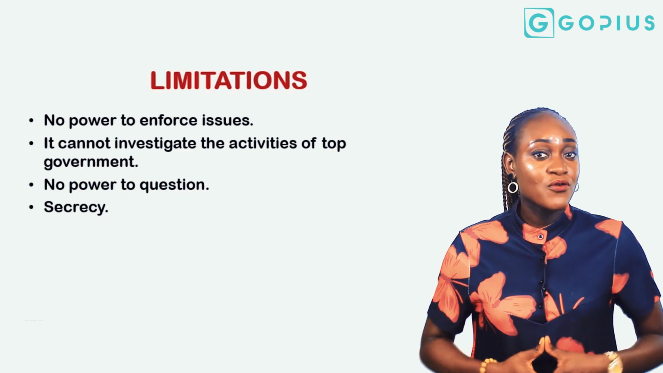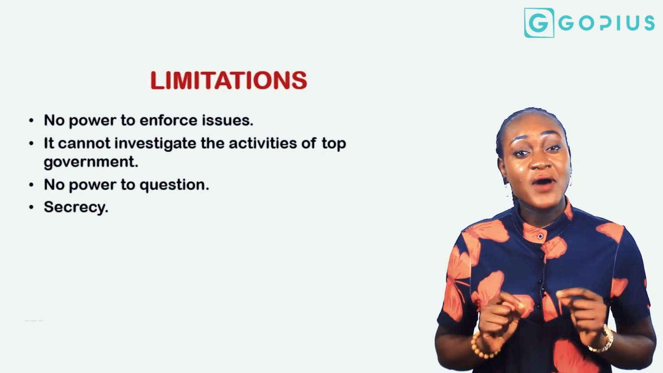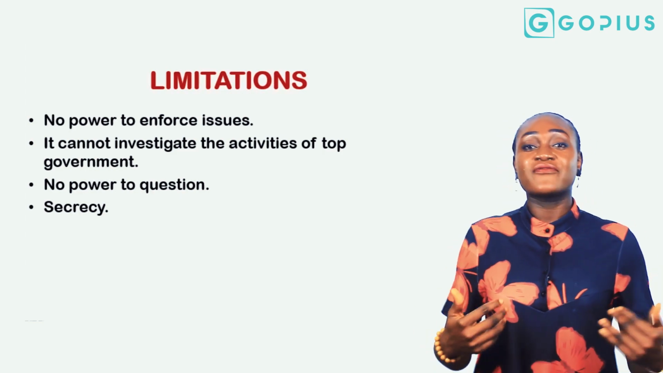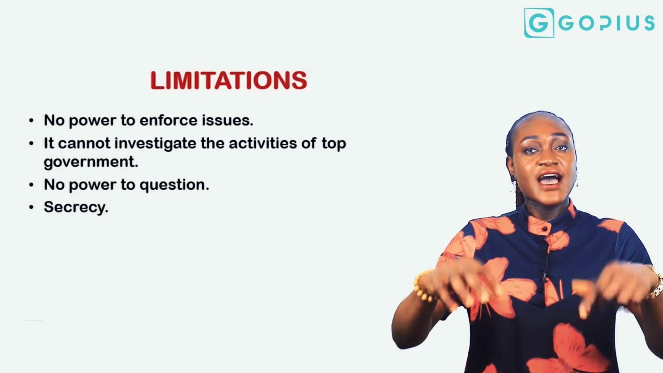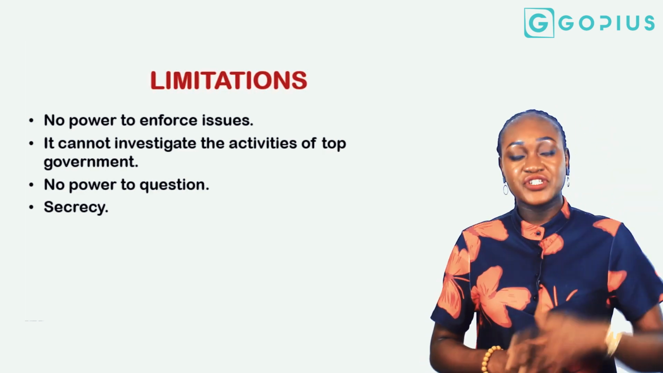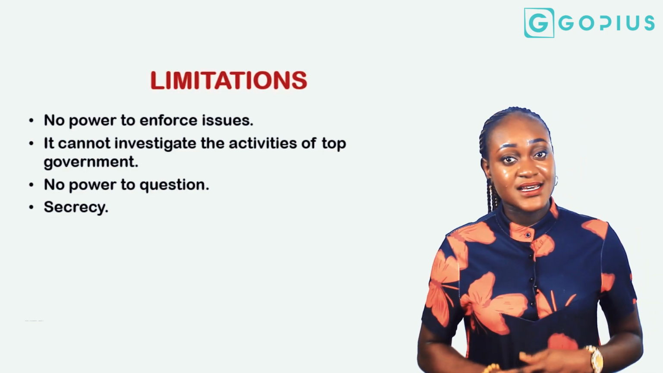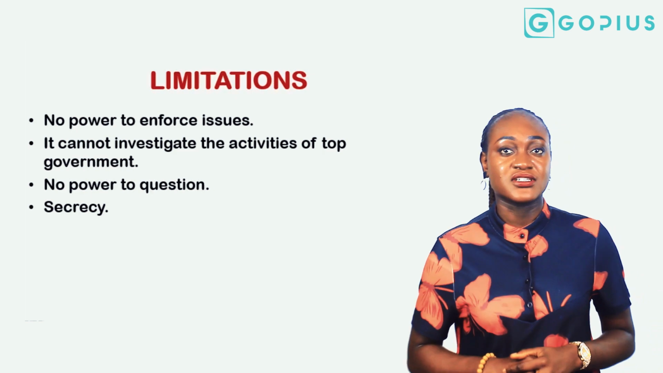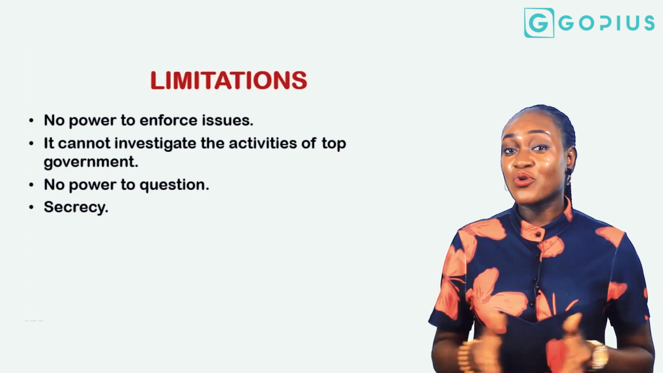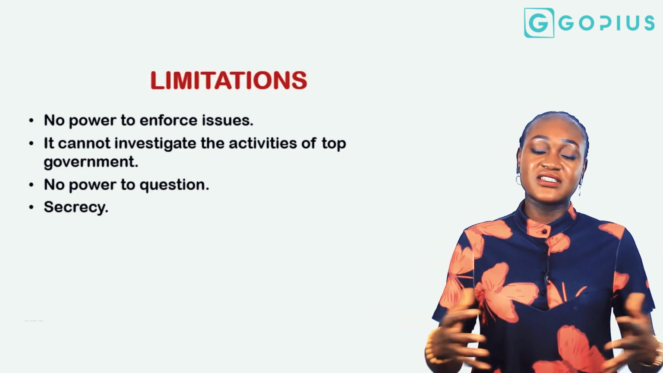But then there are limitations to the exercise of this commission. There are things that do not allow for efficient functioning of the commission. The first is they do not have the power to enforce issues. And so they could only investigate. They don't have that executive power to enforce an issue. Again, they cannot investigate the activities of top government officials. And so they cannot investigate the activities of the ministers, the governors, not even the president. And that's a big, huge limitation. They do not also have the power to question some authorities, because that is what their constitution provides for. That is how far they can go with investigatory powers.